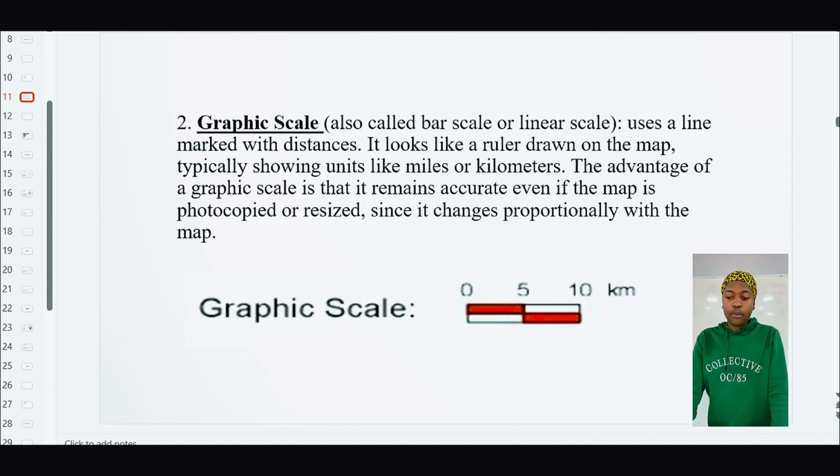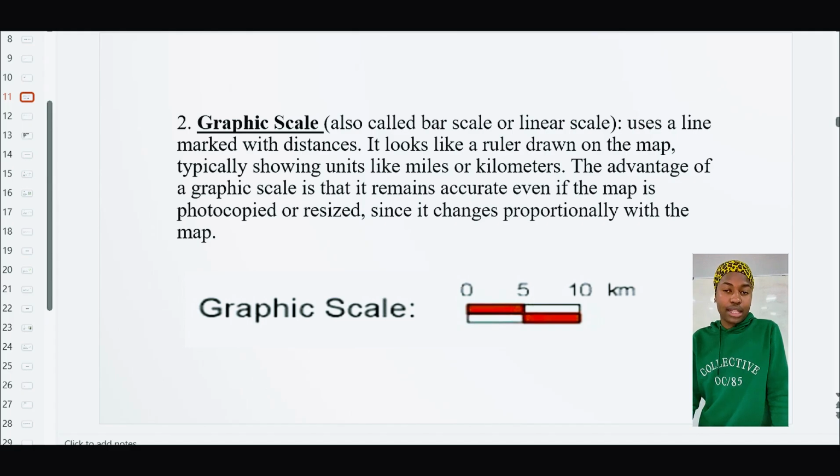And then we take a look at the graphic scale, also called a bar scale or linear scale. Most times, you will find the bar scale at the bottom of the map. The graphic scale uses a line marked with distances. It looks like a ruler drawn on the map, typically showing units like miles or kilometers. The advantage of a graphic scale is that it remains accurate even if the map is photocopied or resized, since it changes proportionally with the map.